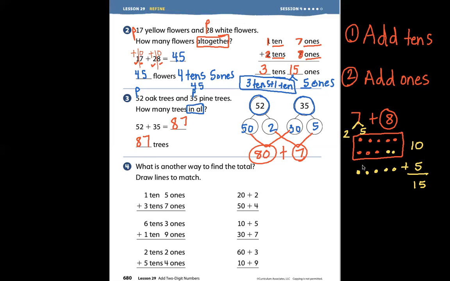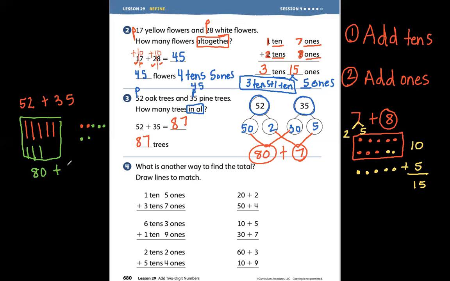Again, you can draw it out as tens and ones. 52 plus 35. 52 has 5 tens and 2 ones, and 35 has 3 tens and 5 ones, and we have a total of 8 tens, which has a value of 80, plus 7 ones equals 87.